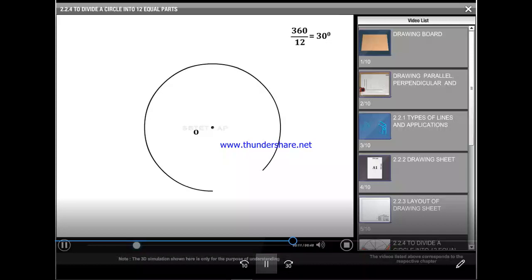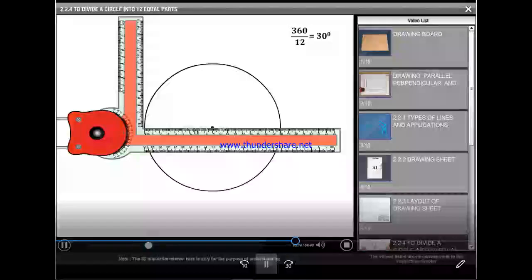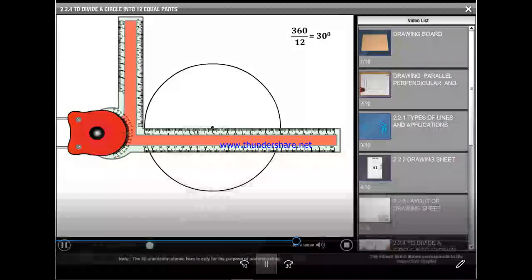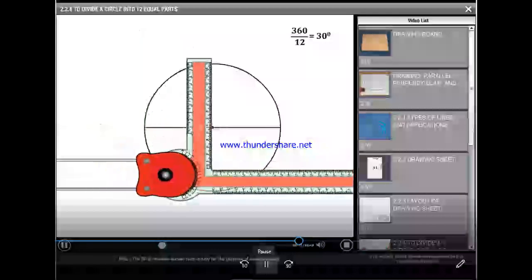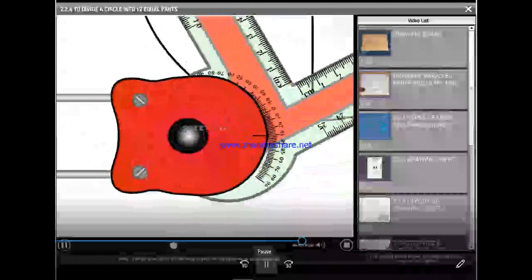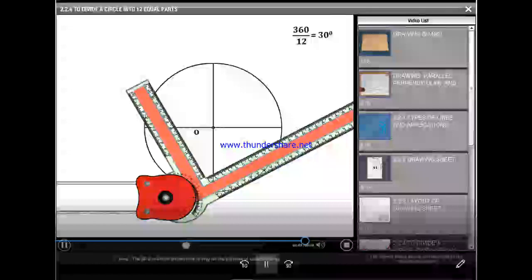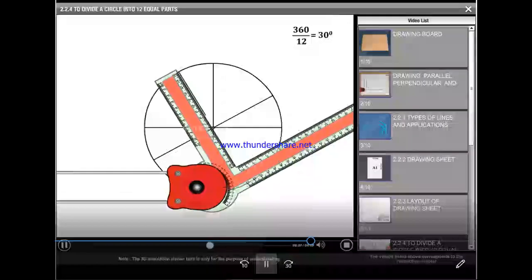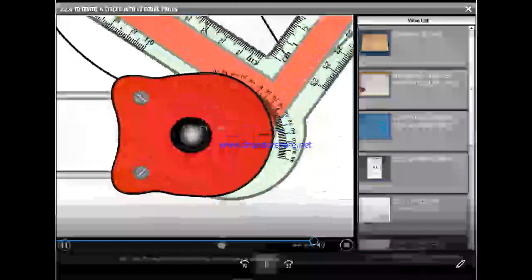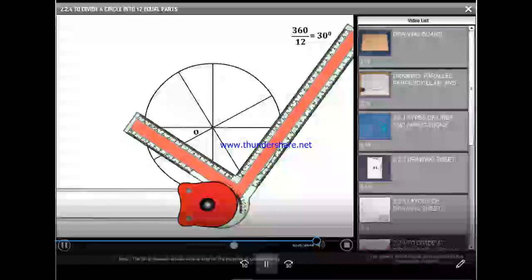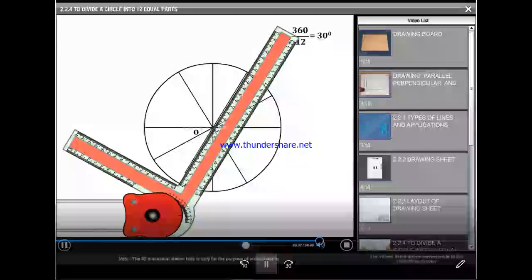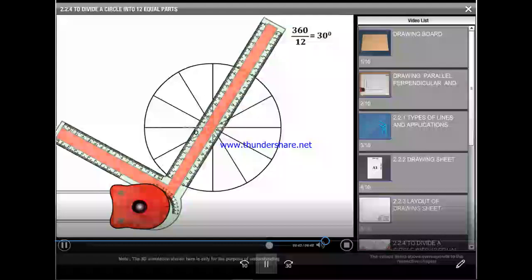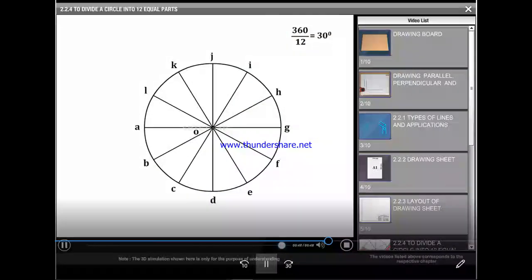Draw the circle and using the two scales, draw two lines passing through the center of the circle. Now rotate the scale through 30 degrees and again using the two scales, draw two lines passing through the center of the circle. Now further rotate the scale through 30 degrees and again draw two more lines. Now the circle is divided into 12 equal divisions.